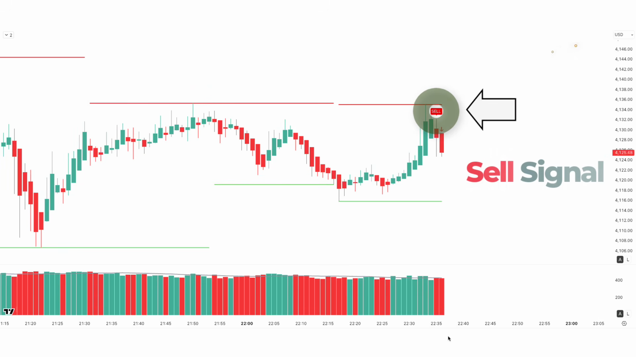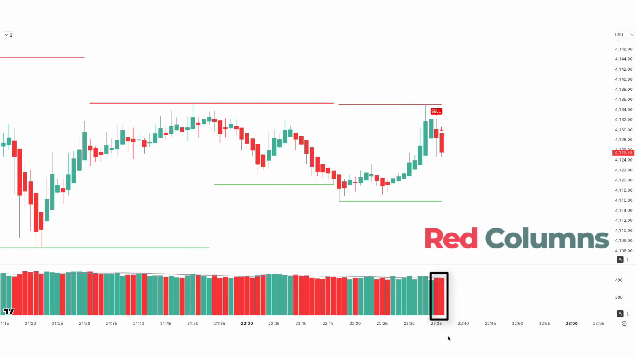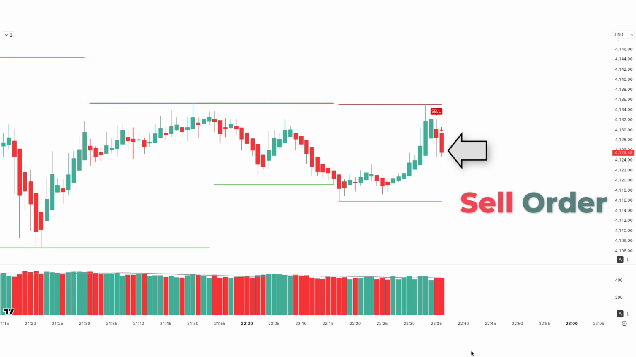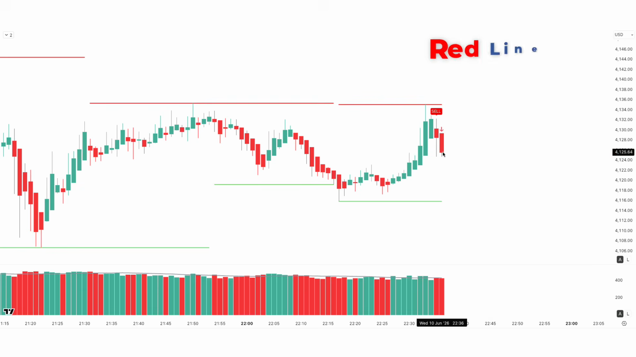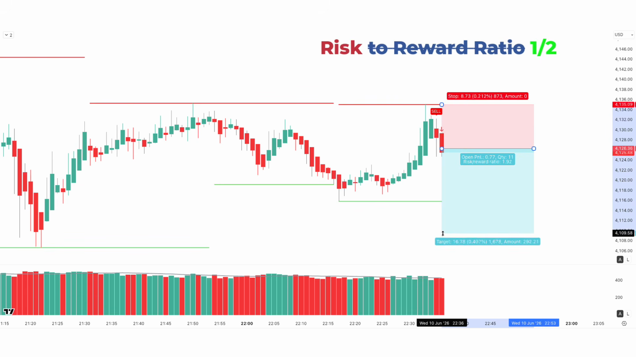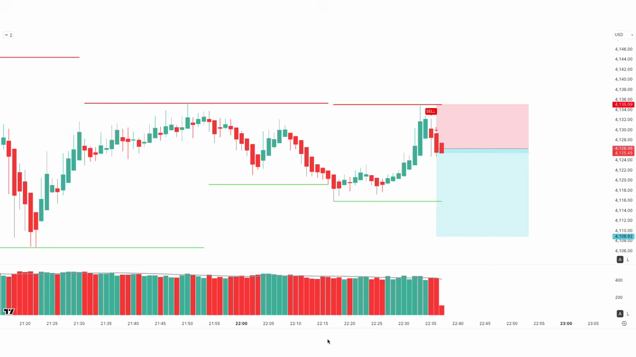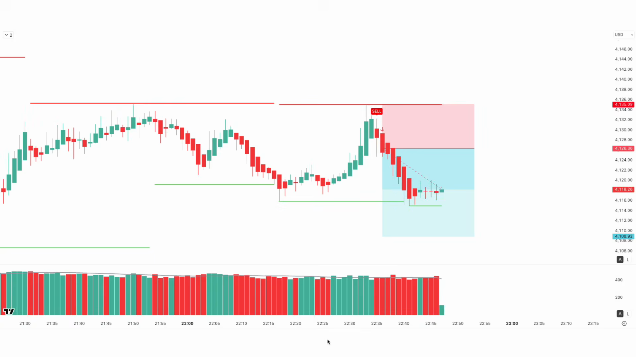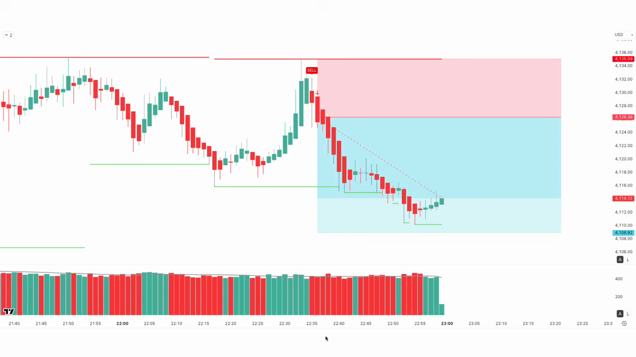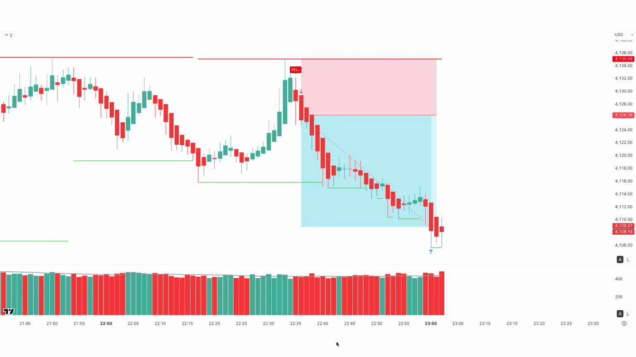Let's see how we use these trading setups. When the Cap America SHIELD arrow down of this indicator is the sell signal, the Bank Nifty volume should be red columns, and the market forms a bearish candle. If this condition is fulfilled, then we will place a sell order. Our stop loss is to be placed at the red line, and the risk-to-reward ratio will be 1:2. The market has completely hit the target.